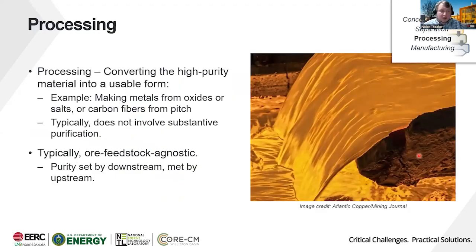Then in processing, here we're converting the high purity material into a usable form, such as an oxide into a metal, where now it'll be usable in potentially a final form. And typically this doesn't involve a substantive purification process. This is just turning the oxide into a metal or something like that. And typically this is ore feedstock agnostic. Whether this came from a hard rock or from lignite doesn't really matter at this point because the purity was set by the separation process and it isn't really going to affect your processing anymore.